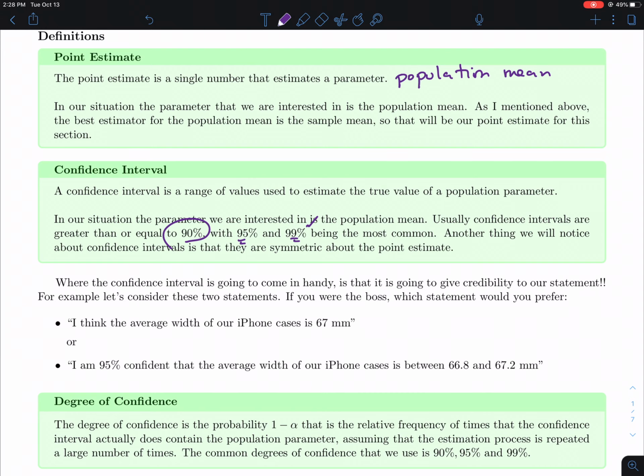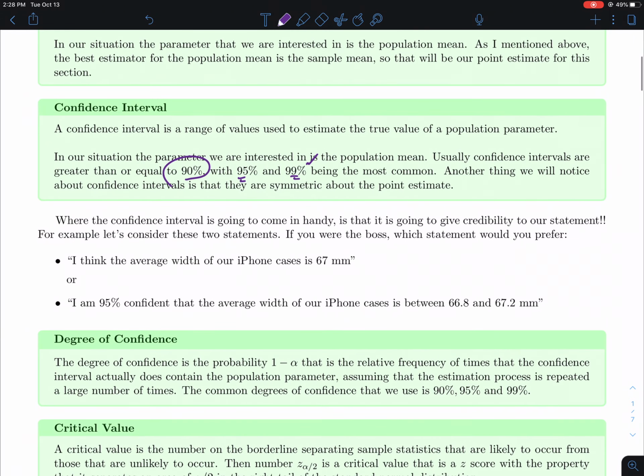That's what this statement says here. If you were the boss of this company and someone came to you and said, I think the average width of our iPhone case is 67 millimeters, is that satisfying, or does this sound more satisfying? I'm 95% confident that the average width of our iPhone cases is between 66.8 and 67.2. There's not that much difference number-wise, since 67 is in both, but giving us this little bit of range allows that there could be an error, because the widths could be slightly off, just like when we were doing our M&M counting.